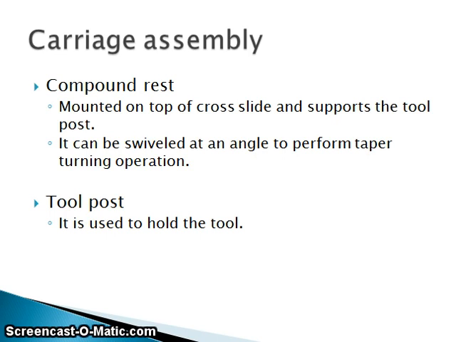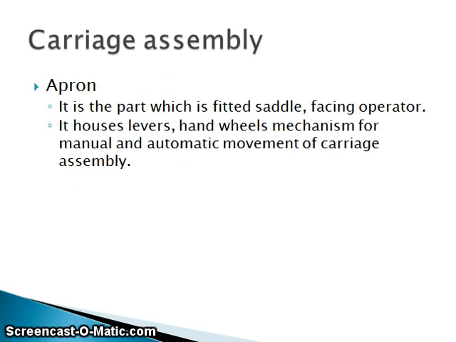Then comes the tool post. It is used to hold the tool. Last one is the apron. It is the part which is fitted to the saddle, facing the operator. It houses the lever and hand wheel mechanism for manual and automatic movement of the carriage assembly.